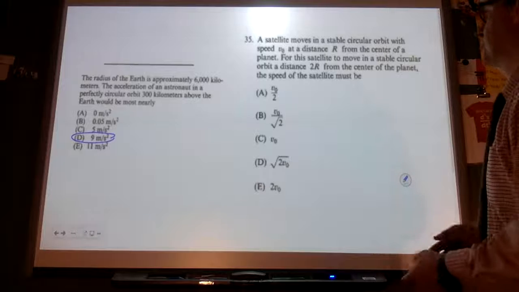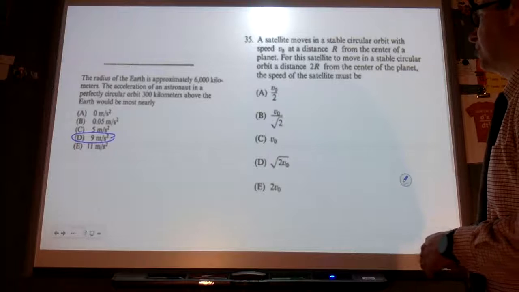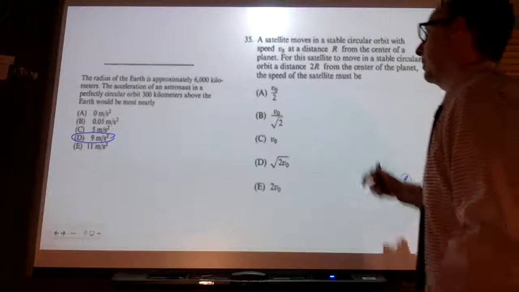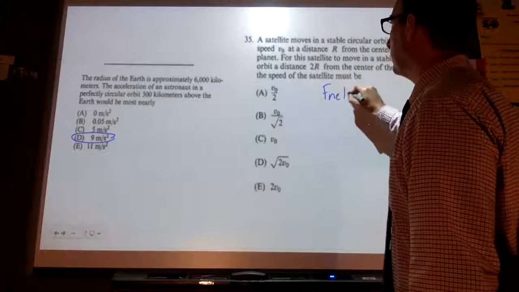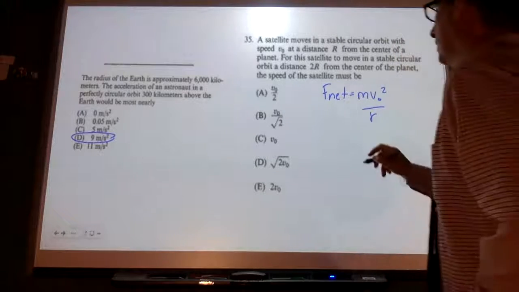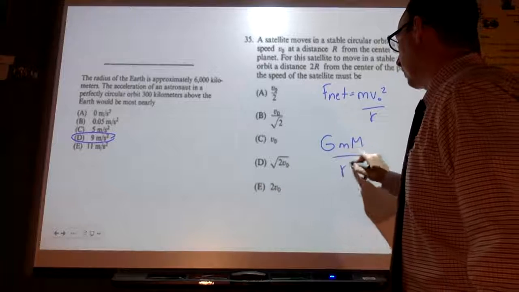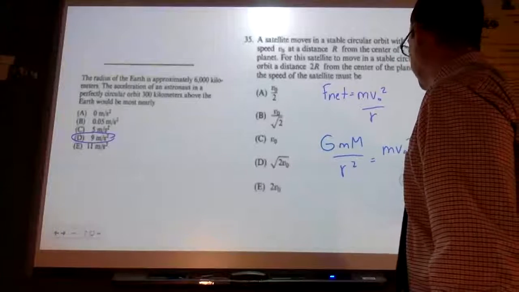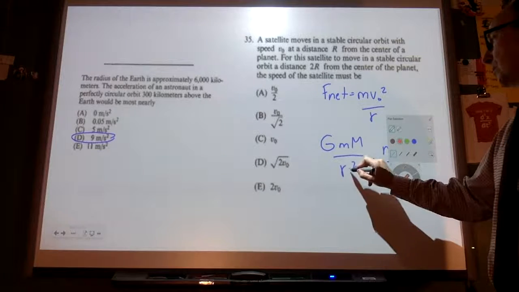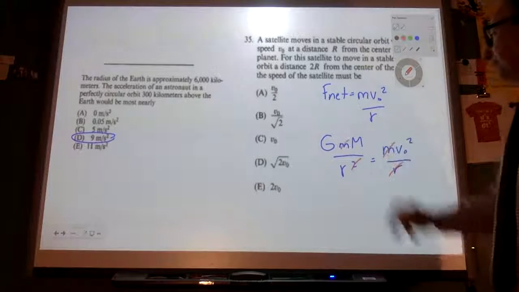A satellite moves in a stable circular orbit with the speed v naught at a distance r from the center of a planet. For this satellite to move in a stable circular orbit at a distance 2r from the center of the planet, the speed of the satellite must be what? Okay, so again, F net equals m v naught squared over r. So G M m over r squared equals m v naught squared over r. I can cancel out an r. I can cancel out a little m.